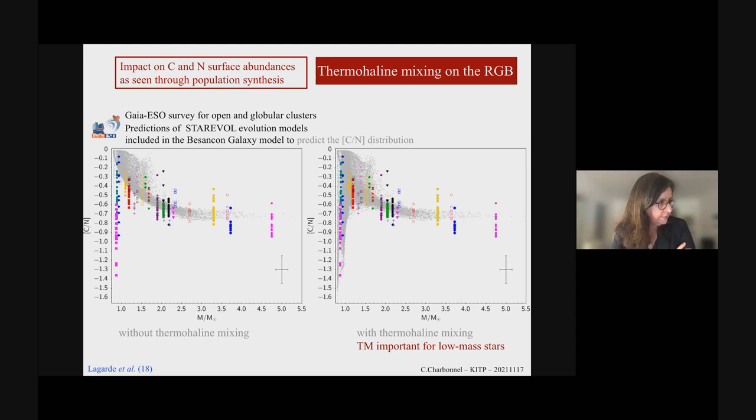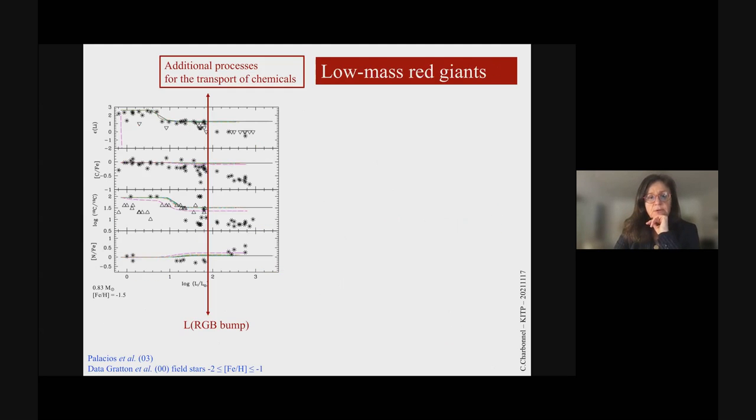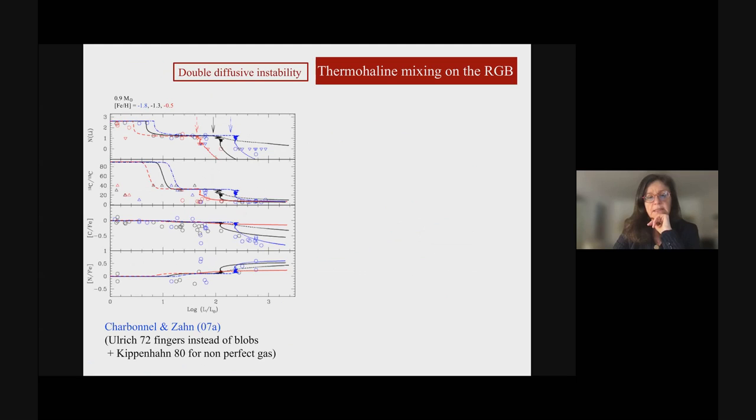When we found this idea that it could be thermohaline mixing at play, we didn't play with the parameter. We took the one of Ulrich, which was modified by Charbonnel for the equation of state, and we plugged it into the code, and actually we got this beautiful result that we saw here. So we didn't play with it. We got this directly.